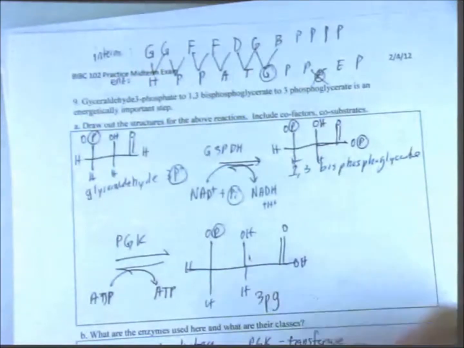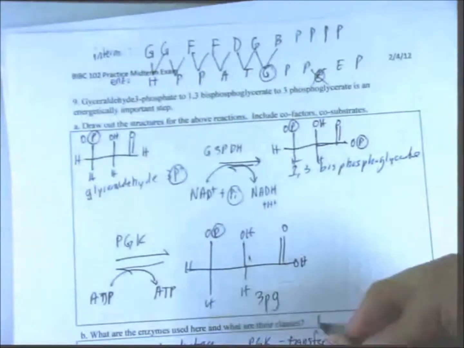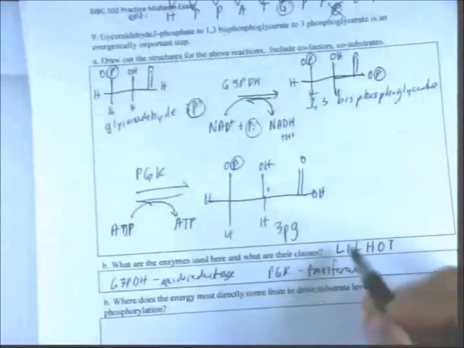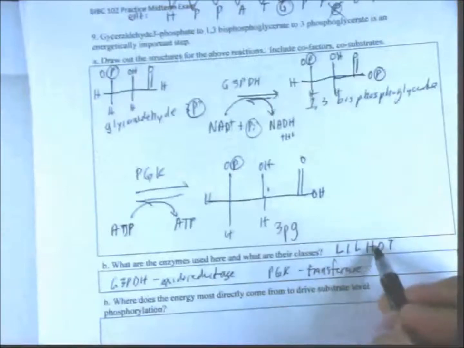So how do you remember the classes? Here's the acronym I use: Lil hot. Let's go over them. What does L stand for? Ligase, isomerase, lyase, hydrolase, oxidoreductase, transferase. Okay?